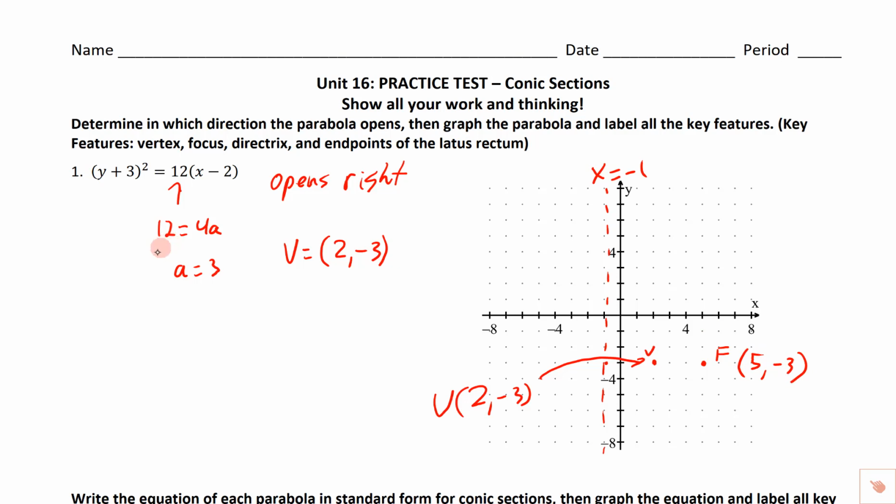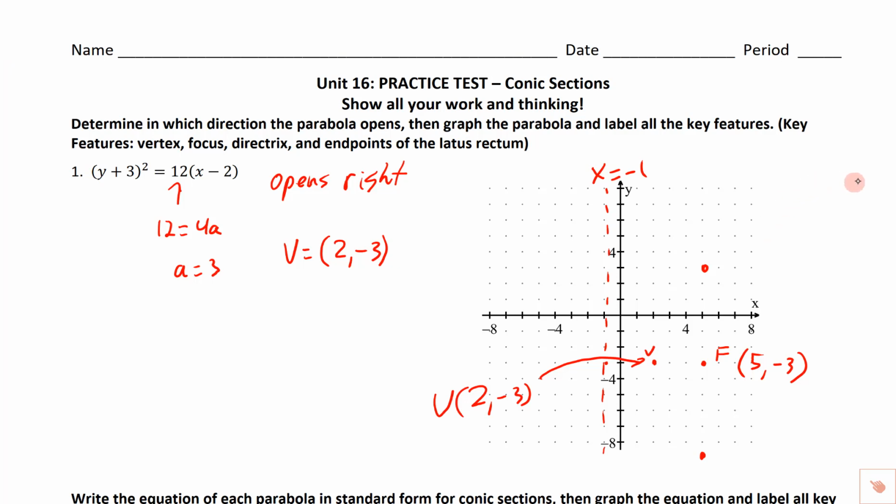And then we've got to have the endpoints of the latus rectum. So the latus rectum is 12 units long altogether. So whatever this number is here in the original equation, that's how long the latus rectum is. We just need to go half of that in each direction. So I'm going to go 1, 2, 3, 4, 5, 6. I'm going to put a point right there. 1, 2, 3, 4, 5, 6. So we're a little bit off the graph. That's totally okay.